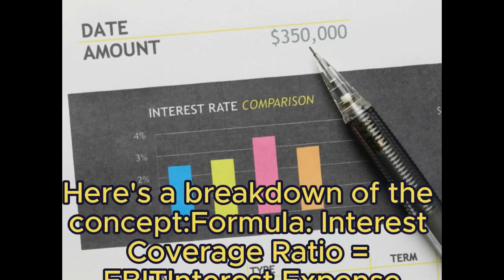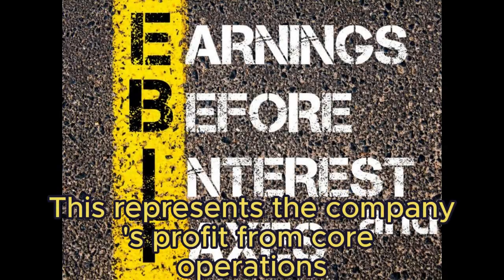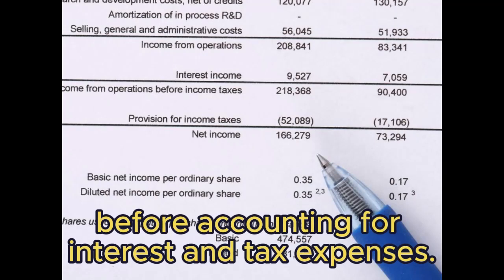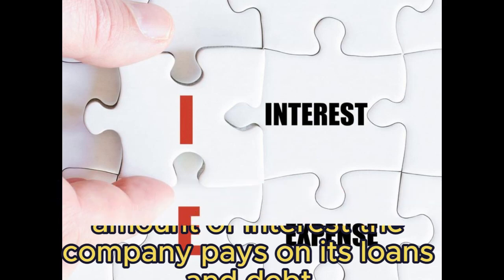Formula: interest coverage ratio equals EBIT divided by interest expense. EBIT stands for earnings before interest and taxes. This represents the company's profit from core operations before accounting for interest and tax expenses. Interest expense is the total amount of interest the company pays on its loans and debt.